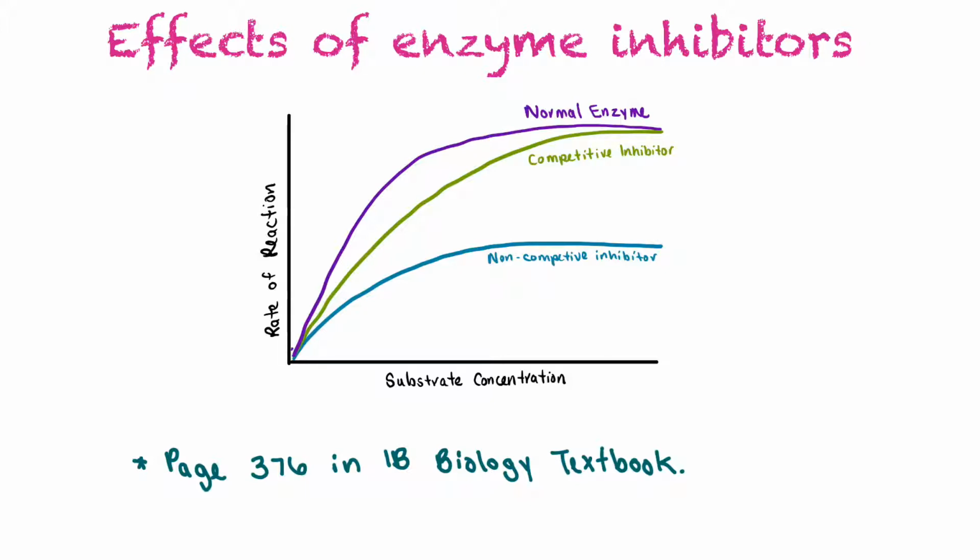But with a non-competitive inhibitor, because it's binding at an allosteric site and changing the shape of the active site, it doesn't matter how much extra substrate you add, it's never going to get to the rate of the normal enzyme because the active site's shape is changed, so the substrate can't bind at all. So you're not going to be able to get to the normal enzyme rate, which is this purple line here.